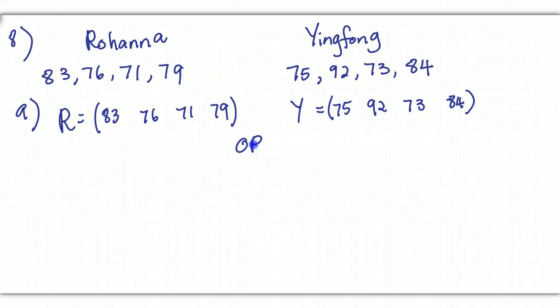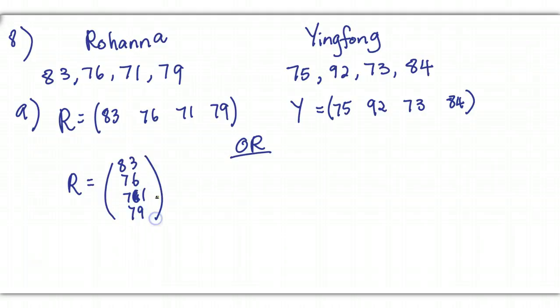Another way to represent the information is instead of writing it as a row matrix, you represent the information as a column matrix, where each element represents the individual score. And if R is a column matrix, then Y also has to be a column matrix with 4 rows. So either pair of answers is acceptable.